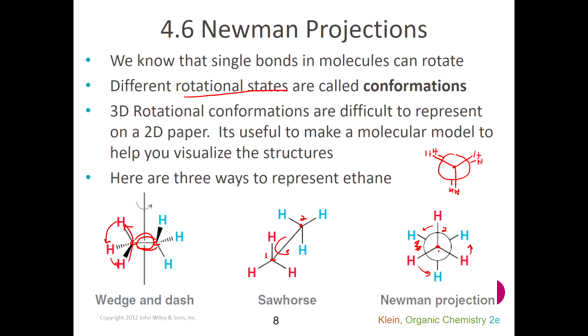So the relationship between these two structures is that they are rotational conformers. They're only different in the rotation of one of the single bonds. They are both named ethane. They are not different from one another ultimately. Does anyone have any questions about that?